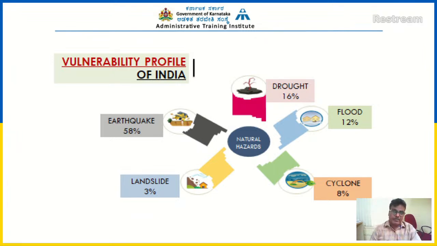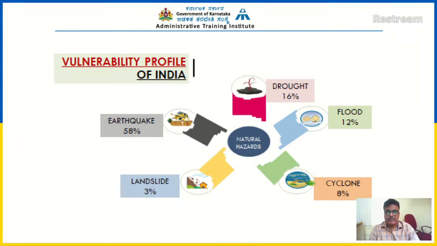When I say 58% of the area is vulnerable to earthquakes, it doesn't mean that the whole 58% is severely vulnerable to earthquakes. It is classified into zones. Zone 5 and Zone 4 are the highest risk, very high risk. Zone 4 is high risk, Zone 3 is moderate risk, medium risk, and Zone 2 is low risk. A safe zone no longer exists now.